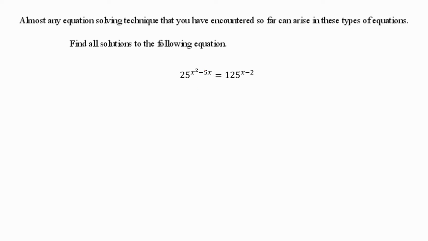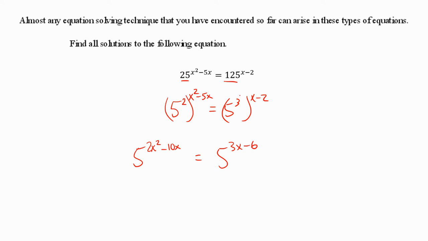Okay, on to some even more challenging ones. So here we've got some pretty challenging looking exponents, x squared minus 5x. But we have to know our powers and know that this is 5 squared and this is 5 cubed. And now copy down the exponents and distribute. So 5 to the 2x squared minus 10x equals 5 to the 3x minus 6, if we distribute 3 times x minus 2. Okay, now that the bases are the same, we can take the exponents down.